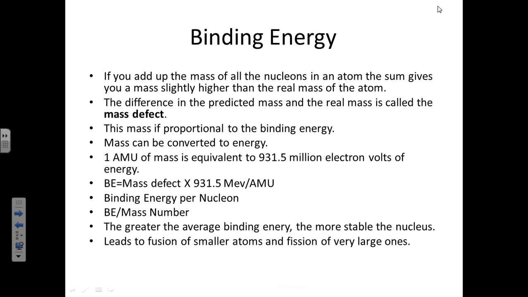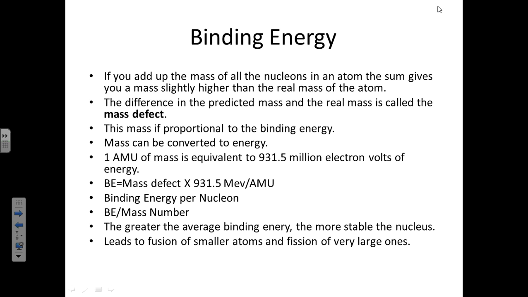All right, this binding energy stuff we talked a little bit about last time, but let's make sure we got it. When an atom is made, if you add up the mass of all the pieces, they add up to be a little bit more mass than the actual atom. Because when it's made, what happens to some of the mass? Yeah, it gets turned into what? Energy. And we can calculate that.